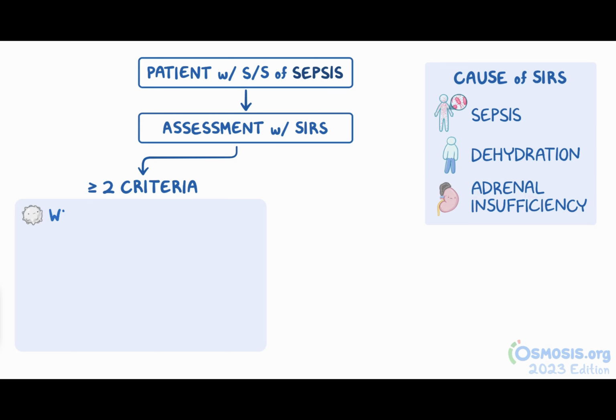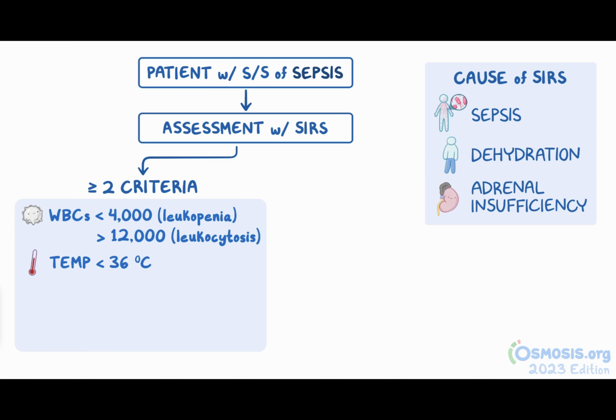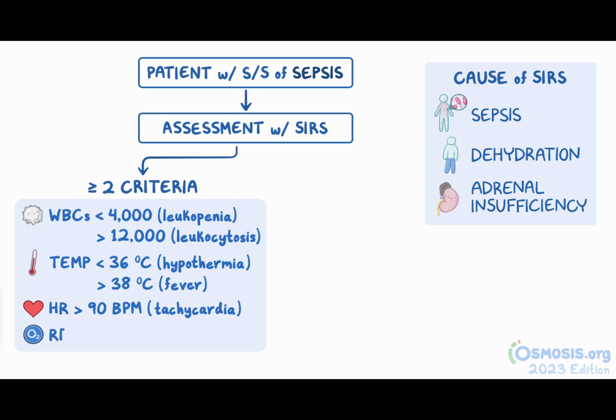These include WBCs either below 4,000, so leukopenia, or above 12,000, so leukocytosis, as well as a body temperature either below 36 degrees Celsius, so hypothermia, or over 38 degrees Celsius, so fever. Heart rate above 90 beats per minute, so tachycardia, and respiratory rate over 20 breaths per minute, so tachypnea.